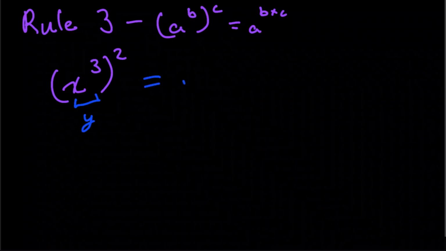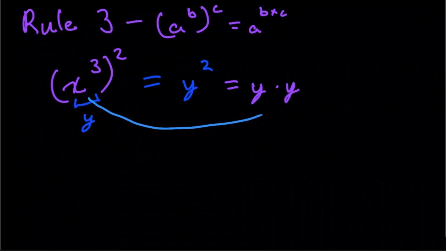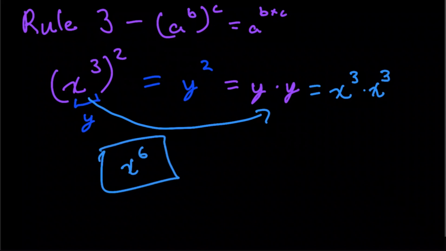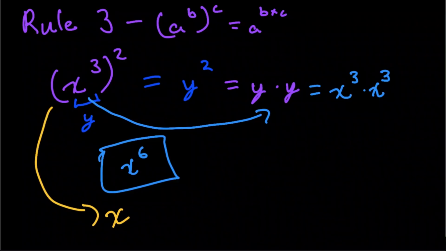So we can rewrite this as y squared. Now we can expand this easily and it'll just be y times y. Next we can substitute back in and get x cubed times x cubed. And since we already know this rule, we know that this will be equal to x to the 6th. And we can check that this is the same as saying x to the power of 3 times 2, which is also x to the 6th. So that's how this rule came to be.